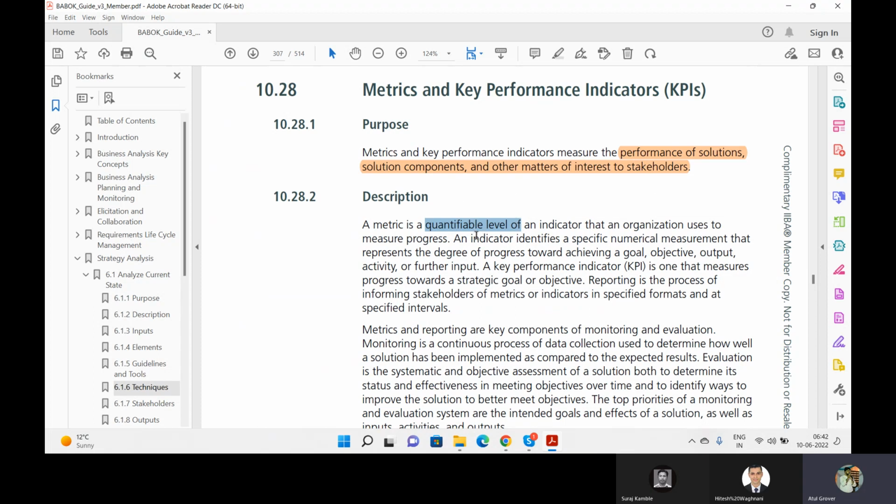ऐसा नहीं कि quantifiable नहीं होगा तो आप मेजर ही नहीं कर पाओगे. If I say, okay guys, tell me, ये ट्रेनिंग कैसा है? How are you feeling about this training? हाँ तो अच्छा है.